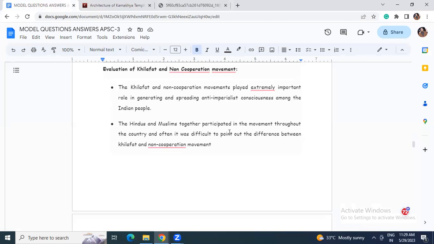The Hindus and the Muslims together participated in this movement throughout the country, and often it was difficult to point out the difference between the Khilafat and non-cooperation movement.